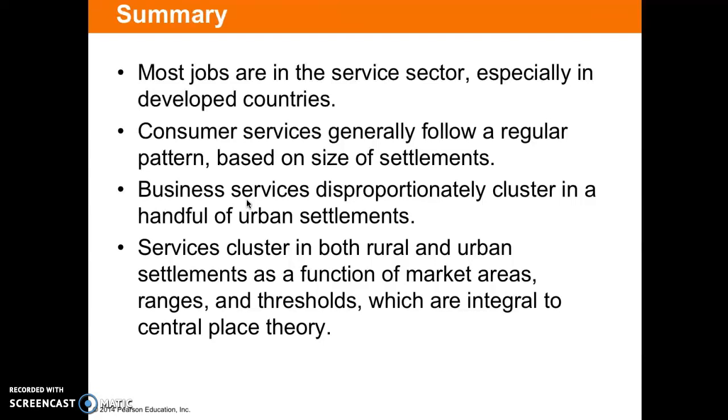Remember that map of the U.S. with its economic base: there were areas of our country that didn't have any business services clustered in that area. And services cluster in both rural and urban settlements as a function of market areas. So how big is the area you're selling your materials? How far can people come to get your service, and how many people do you need to keep your service alive, or your threshold? Market areas, ranges, and thresholds are all integral to the central place theory.